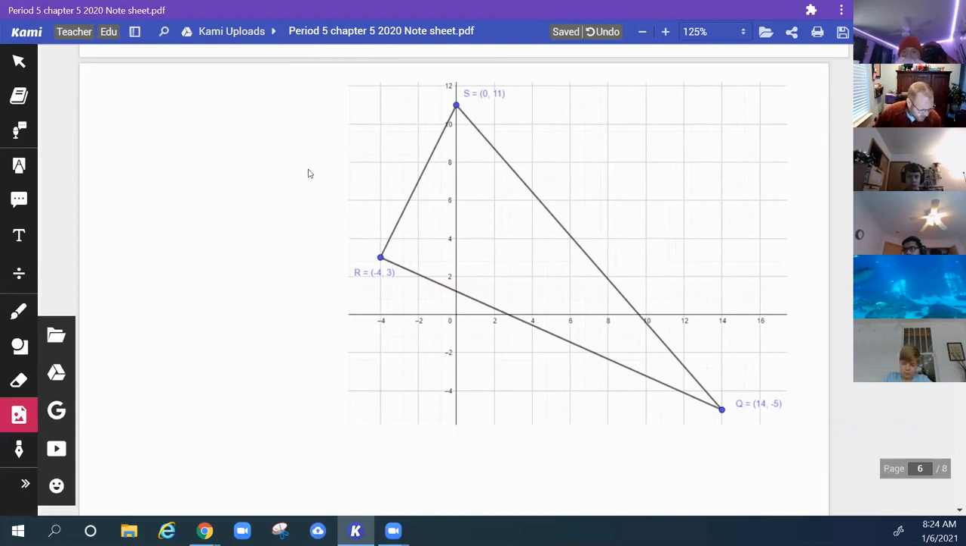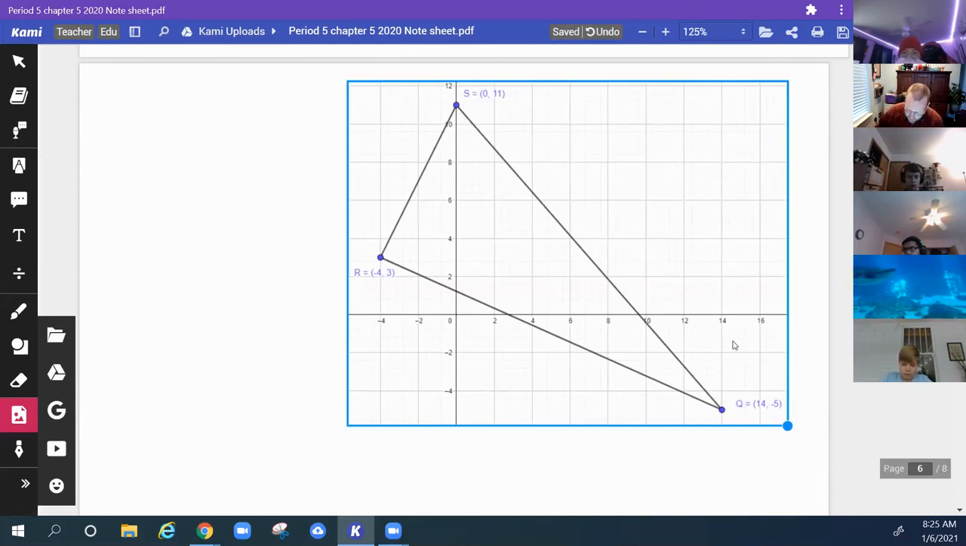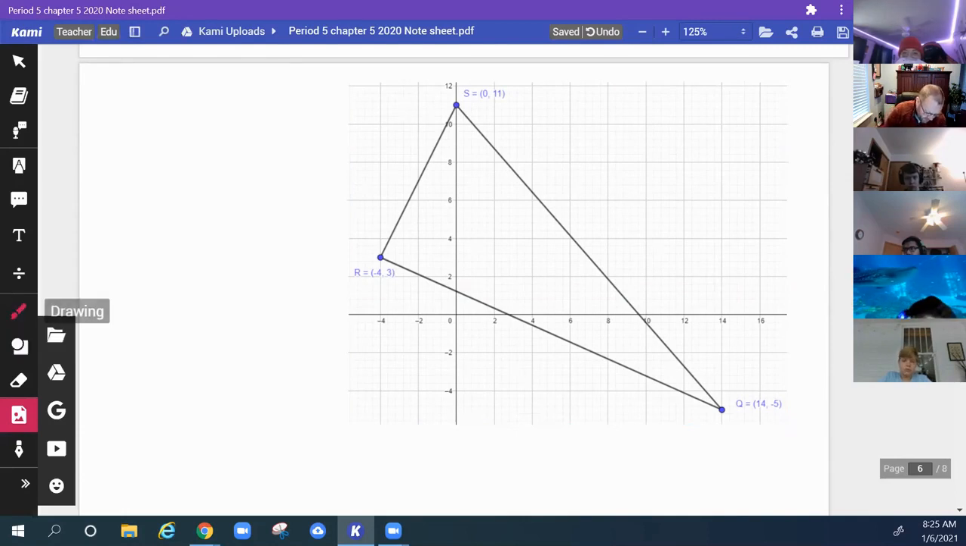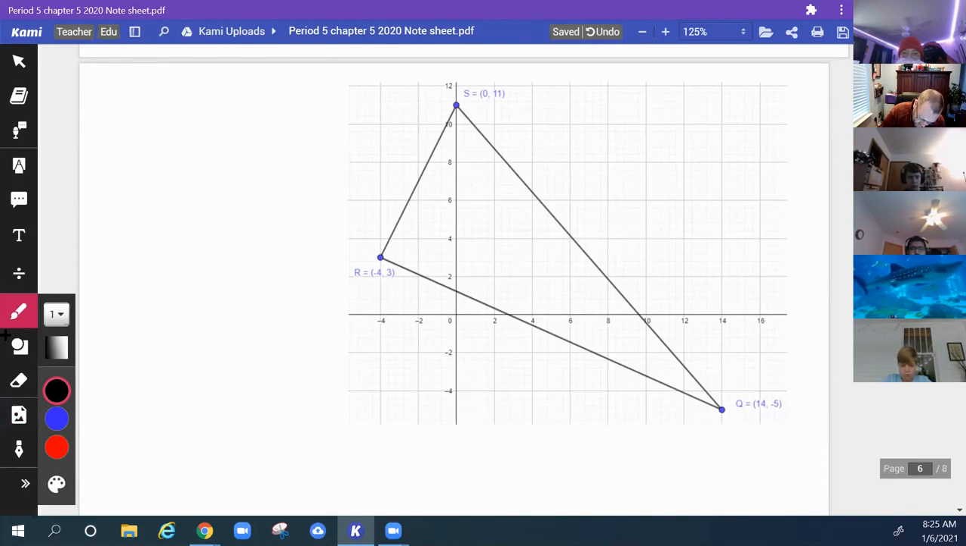So this is triangle RSQ. I'm going to write the letters a little bit bigger so it's easier for you to see on your screen. This is R, and this is -4, 3. This is S, and it is 0, 11. And then this is Q, and this is 14, -5, in case it's a little bit easier for you to see, hopefully, especially on whatever screens you're staring at.